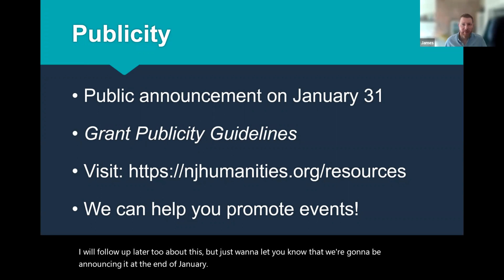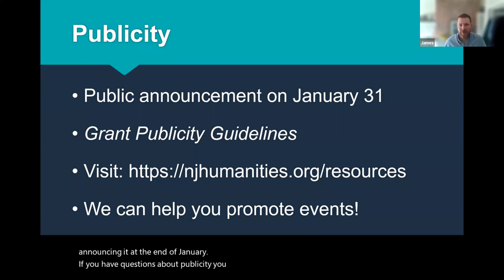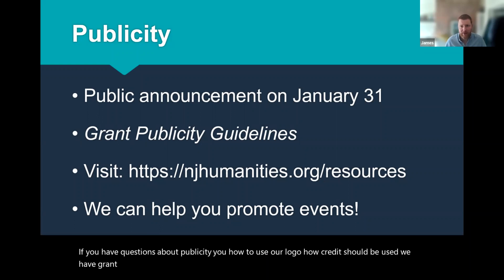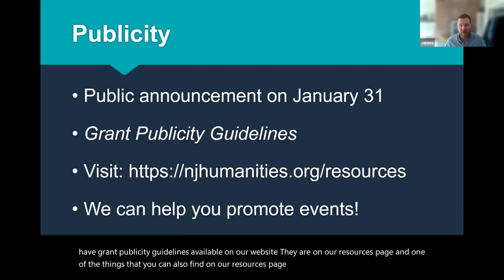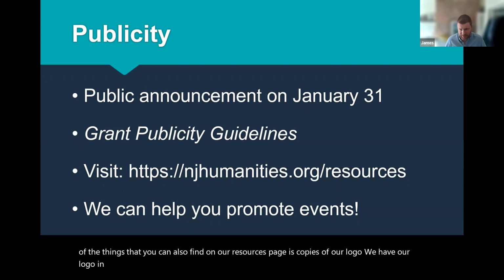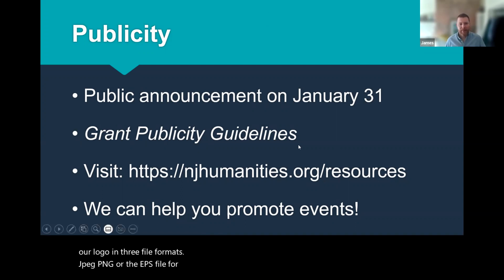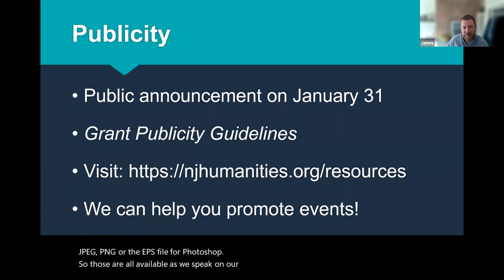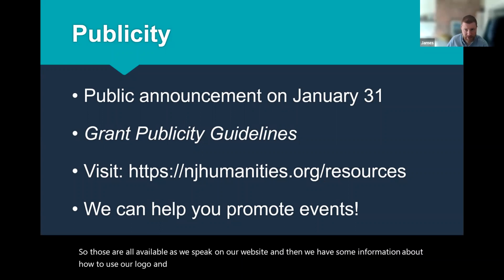If you have questions about publicity, how to use our logo, how credit should be used, we have grant publicity guidelines available on our website. They are on our resources page. One of the things that you can also find on our resources page is copies of our logo. We have our logo in 3 file formats: JPEG, PNG, or the EPS file for Photoshop. Those are all available as we speak on our website. And then we have some information about how to use our logo and provide credit to NJCH in there.